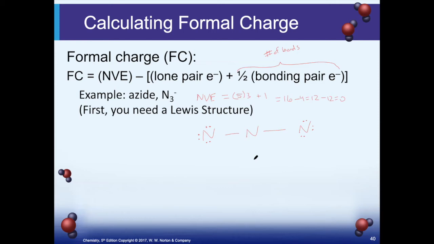So then the question is, does everybody have their octet? Well, this nitrogen does, 2, 4, 6, 8. This nitrogen does, 2, 4, 6, 8. But this nitrogen in the middle does not have its octet.